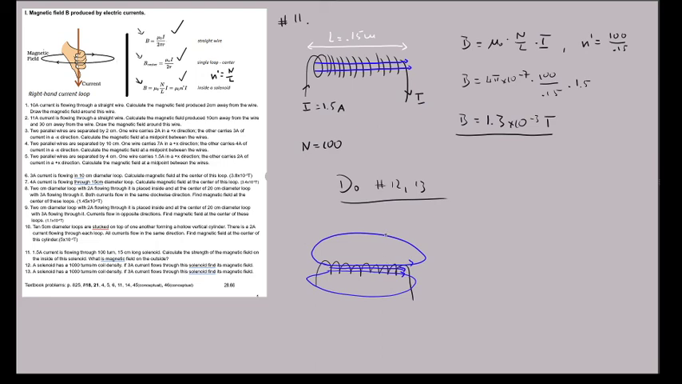But this problem 11 actually also asked for the magnetic field on the outside. So this was the magnetic field on the inside. The magnetic field on the outside is, roughly speaking, 0. That's just the approximation we will use for all of this class.